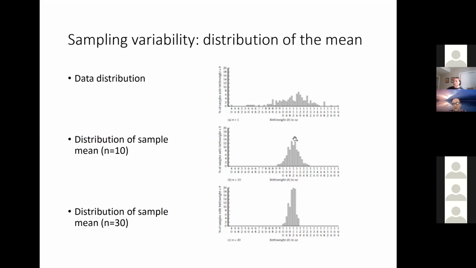And as your sample gets larger, when you go to n equals 30, you see even more of a concentration about the true value. So the lesson here is that as your sample size increases, you're getting better and better estimates of your population parameters. You're closing in on the true values because you're reducing sampling variability.